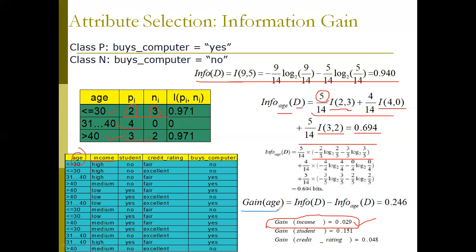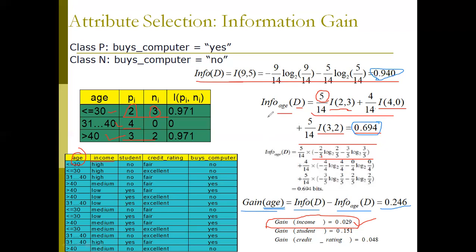Now what is the total information gain for age? The total information gain for age is equal to the entropy of the table minus the information of age. So the entropy of the total table is 0.940, minus the information for age, which is 0.694. Then this is the result, 0.246.